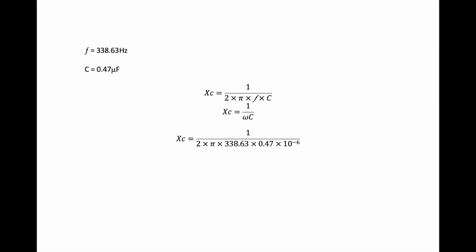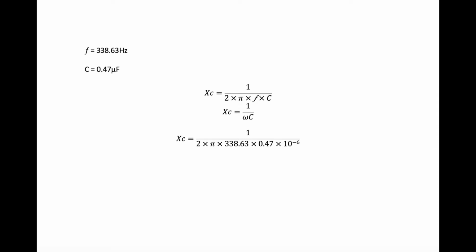Say we are given a circuit with a function generator outputting a frequency of 338.63 Hz. We know that the capacitance of the capacitor is 0.47 microfarads, and so therefore we need to calculate the reactance of the capacitor, being Xc. Now, we know the formula for the reactance of a capacitor is a function of the applied frequency, which therefore gives us 1 over 2 pi Fc, or to simplify further, 1 over Wc. Following this formula, it is as simple as plugging in the values and reading the answer.